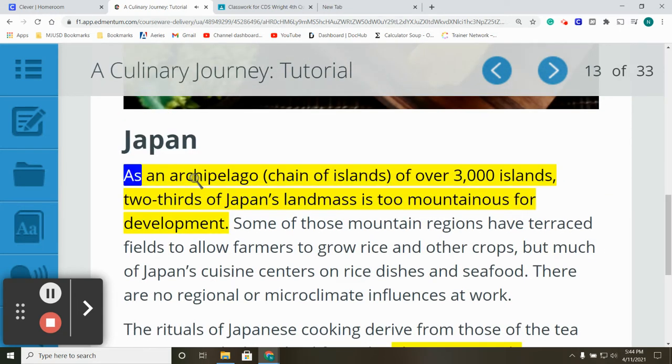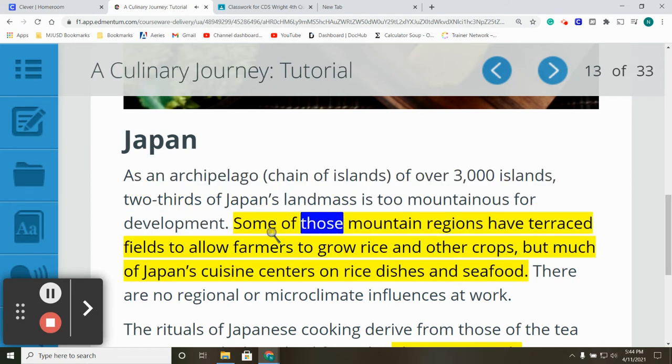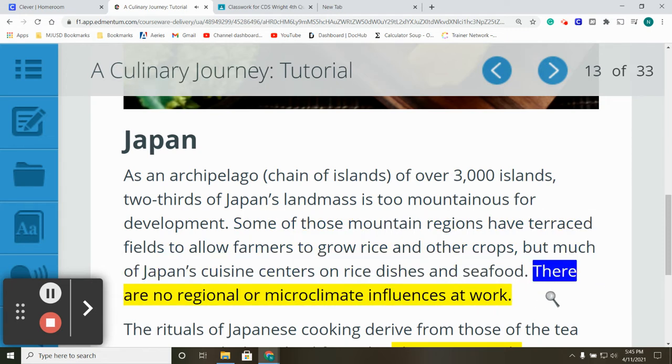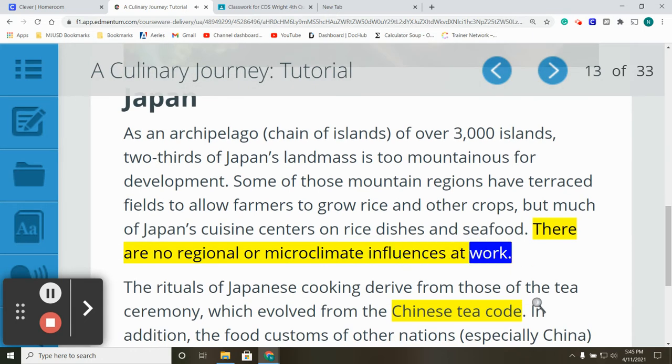Japan. As an archipelago, a chain of islands, of over 3,000 islands, two-thirds of Japan's landmass is too mountainous for development. Some of those mountain regions have terraced fields to allow farmers to grow rice and other crops, but much of Japan's cuisine centers on rice dishes and seafood. There are no regional or microclimate influences at work.